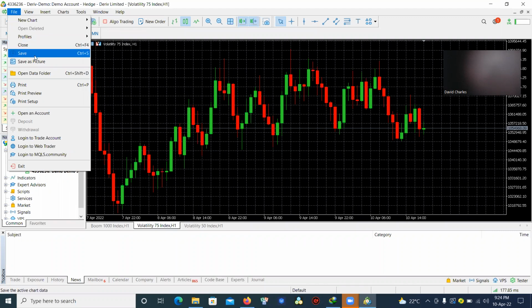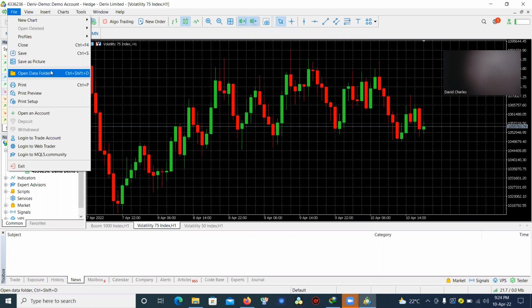Then there's this bit, which is Open Data Folder. This is for people who are using things like indicators, custom indicators. When you open here, you're able to put them. If it's a robot that you have, you're able to open here and paste the needed files.